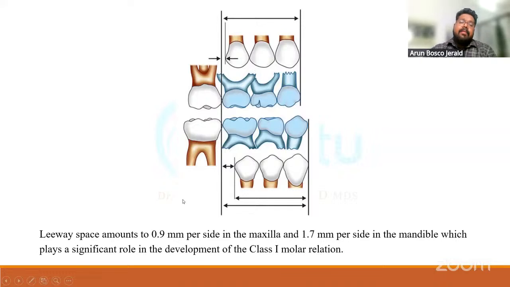The amount of leeway space in the maxillary arch is 0.9 millimeter per side, and in the mandibular arch it is 1.7 millimeters per side. This difference in dimension is very important in getting a class 1 molar relation in permanent dentition. We'll discuss it soon.